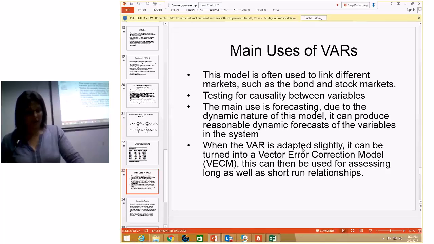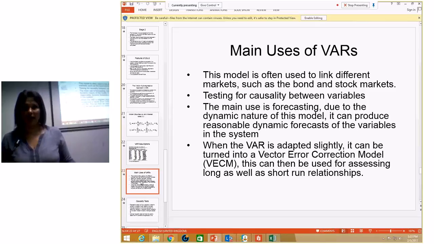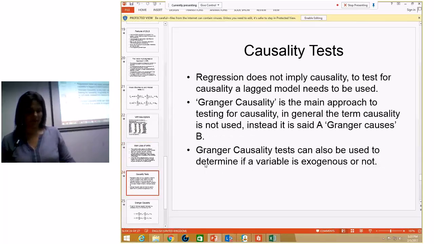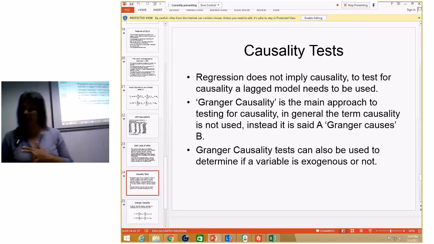When the Y is adapted slightly, it can be turned into the vector correction model. Then this can be used for assessing the long run and short run relationships. Another one, we have discussed vector error correction, and then vector autoregression. Right now it is clear for you why we are using vector autoregression.